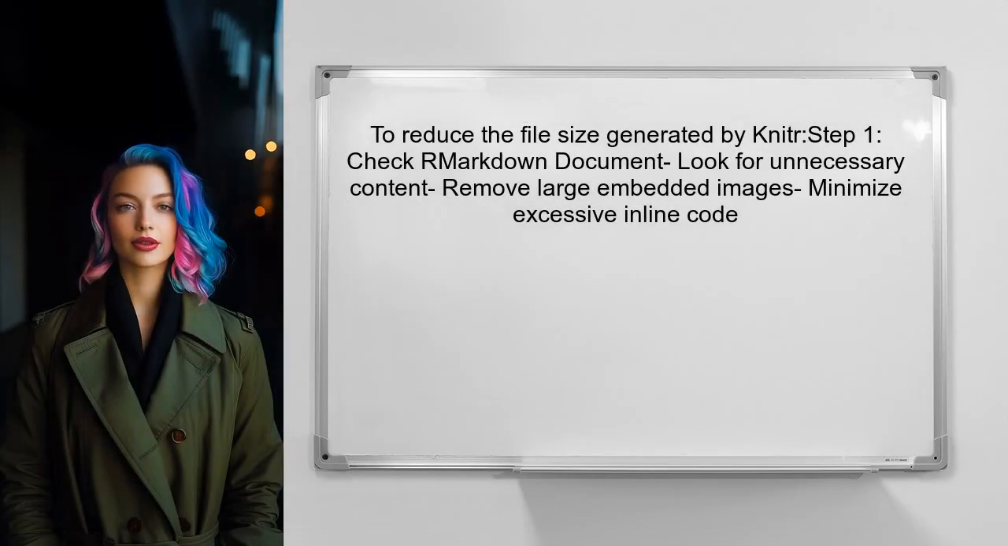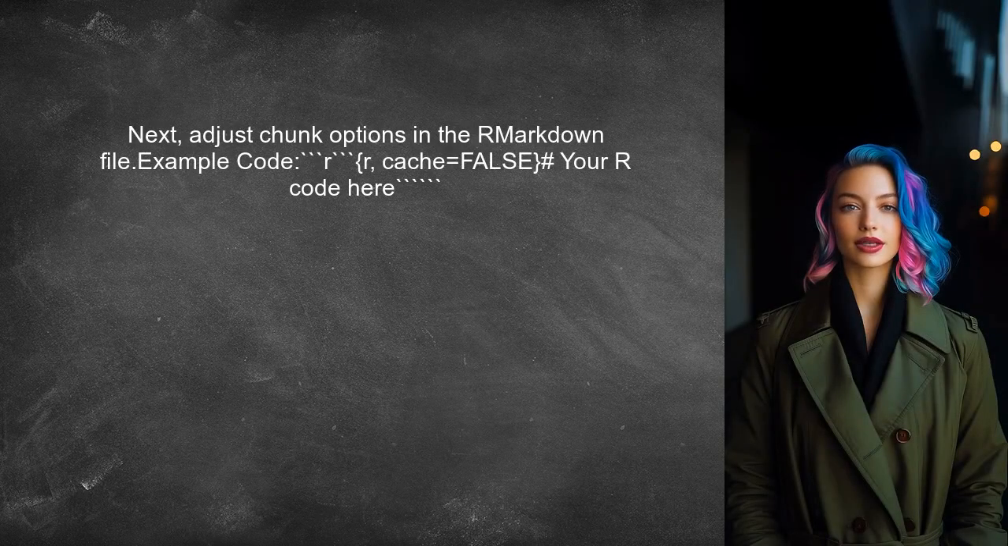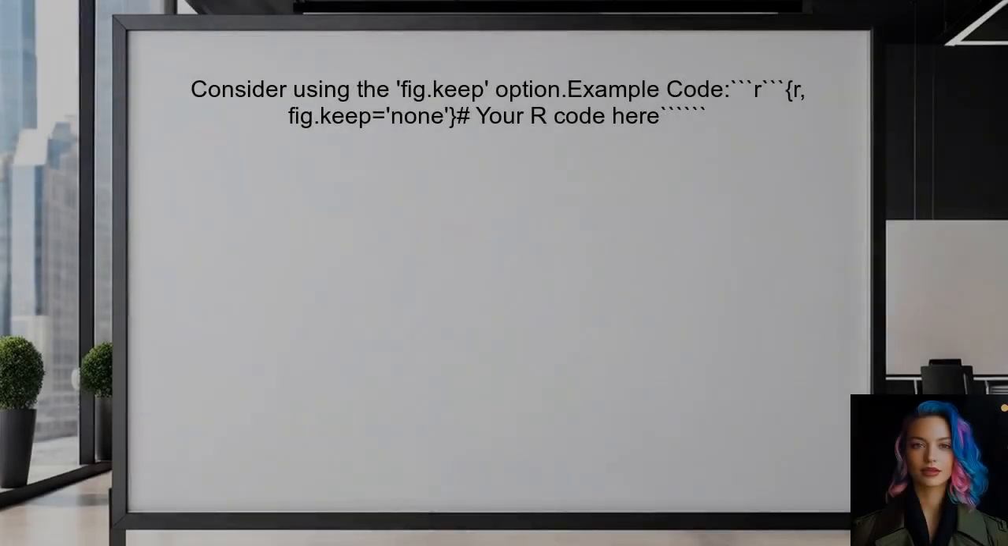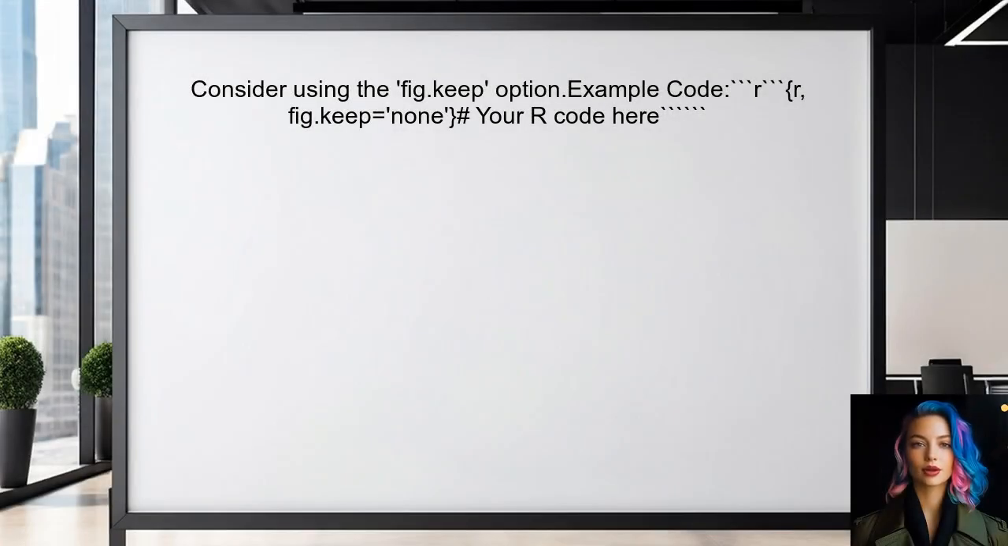To reduce the file size generated by Knitr, the user should first check the R Markdown document for any unnecessary content. This includes large embedded images or excessive inline code. Next, the user can adjust the chunk options in the R Markdown file. By setting the option cache to FALSE, the user can prevent Knitr from saving large objects in the output. Additionally, the user should consider using the fig.keep option to control how figures are included. Setting it to none can help reduce the size if figures are not needed.